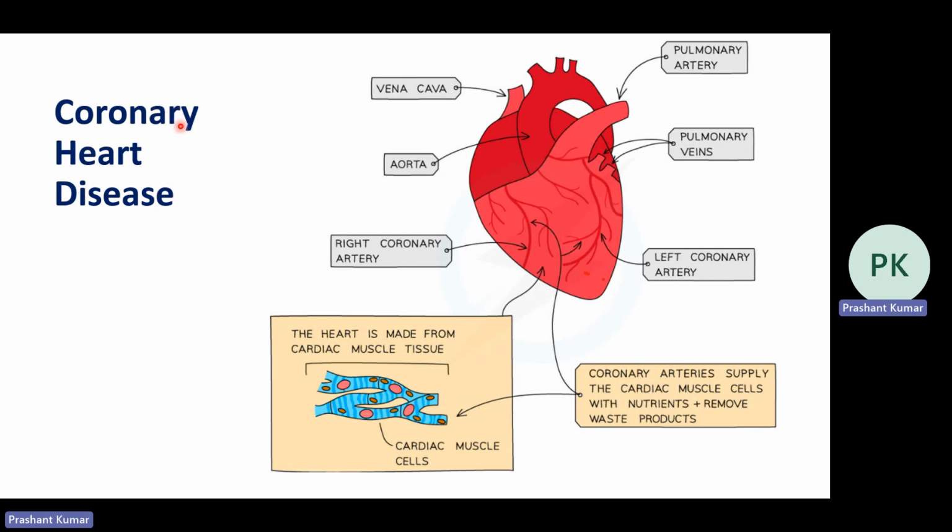The blood vessels which carry the oxygen to the heart are called coronary arteries or coronary veins. You can see in the diagram these red linings on the heart structure; that is the coronary artery.